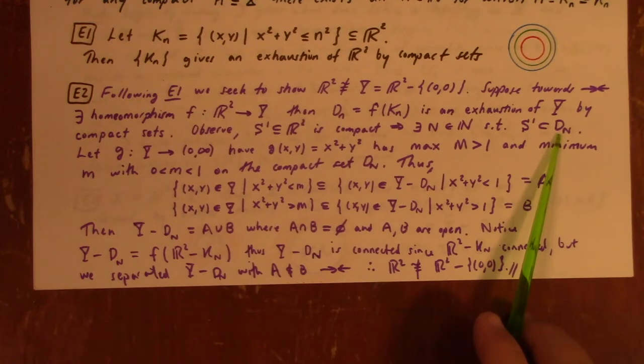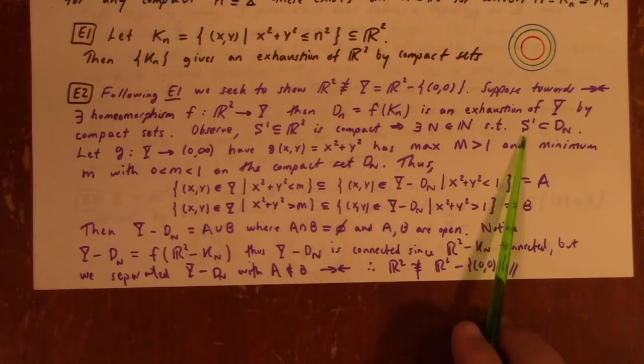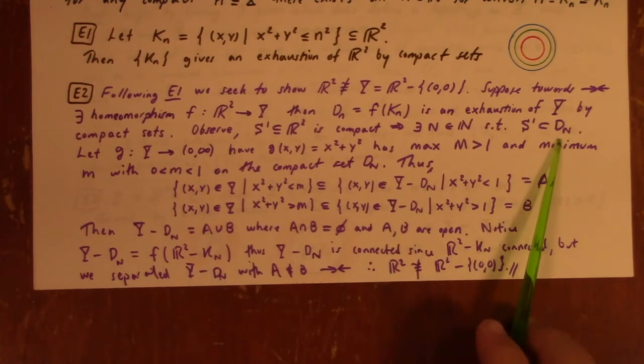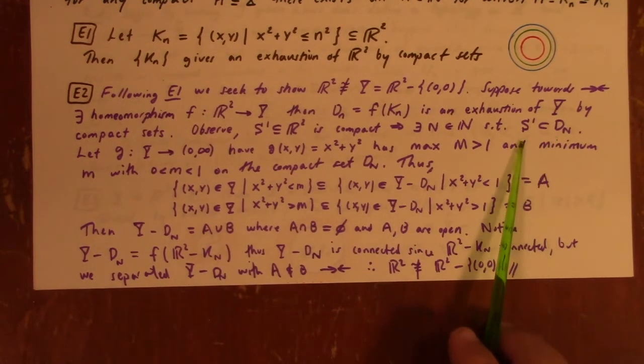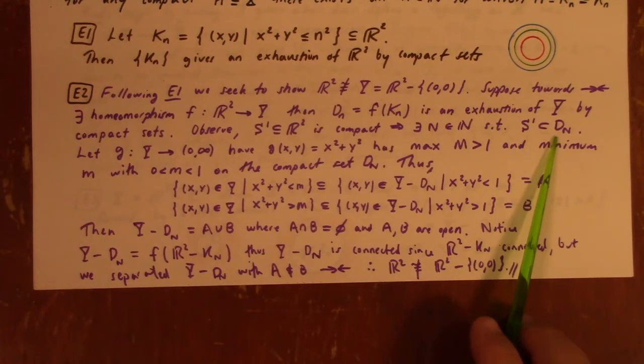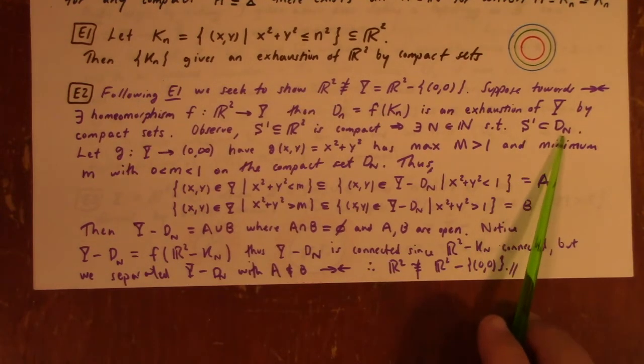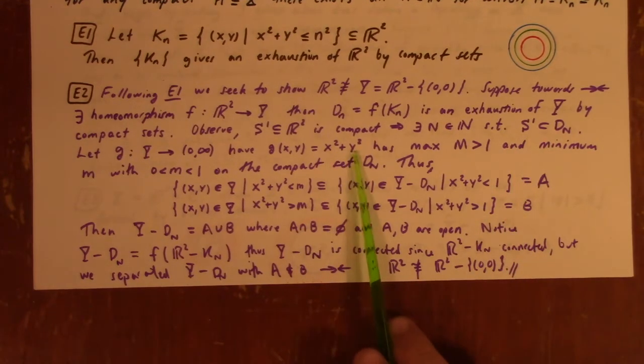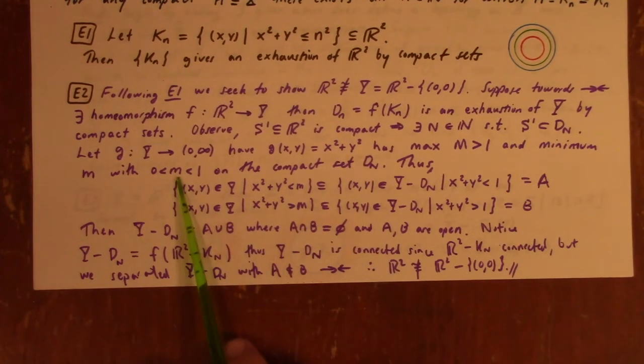So Dn is the exhaustion which contains the unit circle. So this contains the unit circle. Oh, okay. So if it contains the unit circle, that means it has to contain the n equals 1 case, I suppose, which is why we get the minimum has to be less than 1. I guess it's that.